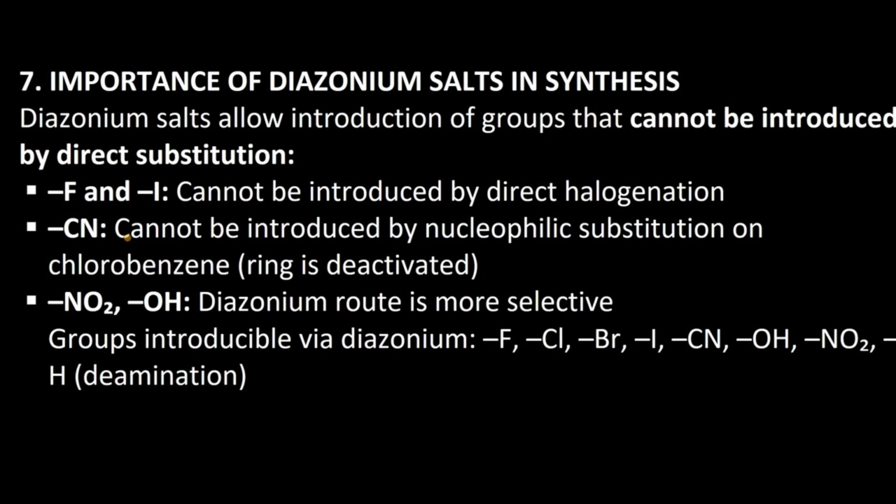Then diazonium salts allow the introduction of groups that cannot be introduced by direct substitution. Like fluoro and iodo cannot be introduced by direct halogenation; rather, we use HI or HBF4, right? And cyanide cannot be introduced by nucleophilic substitution on the chlorobenzene ring. And for NO2 and OH also, the diazonium group is more selective. Other than that, these groups are introducible using the diazonium salt. That's why this diazonium salt has tremendous synthetic organic application.